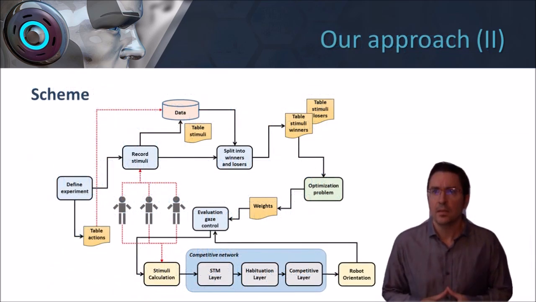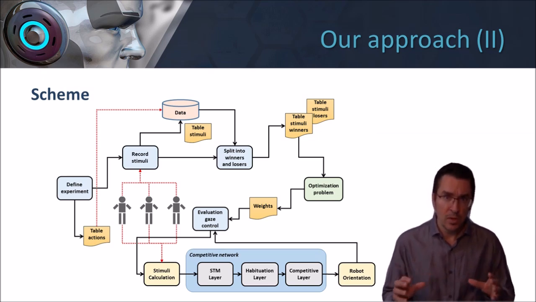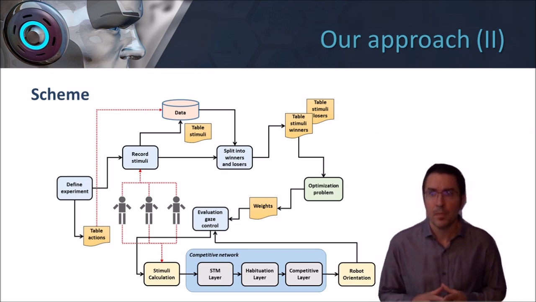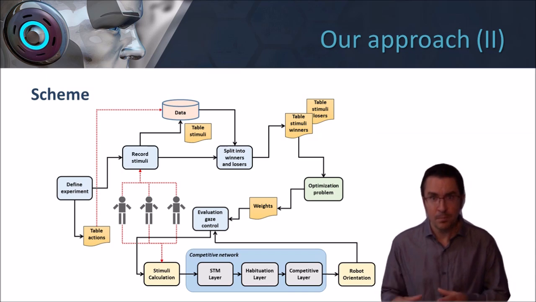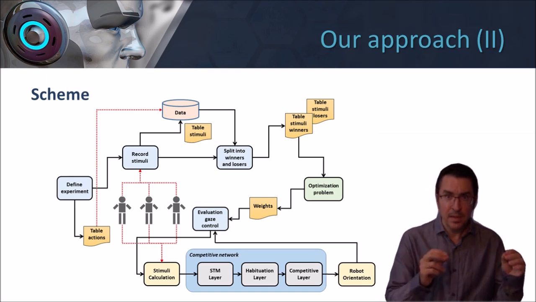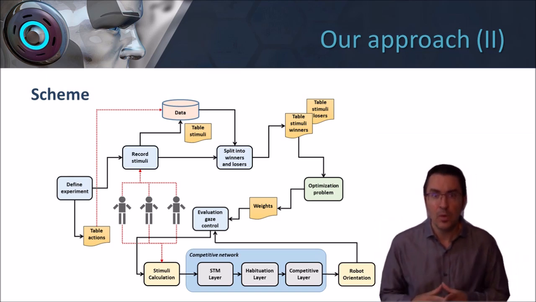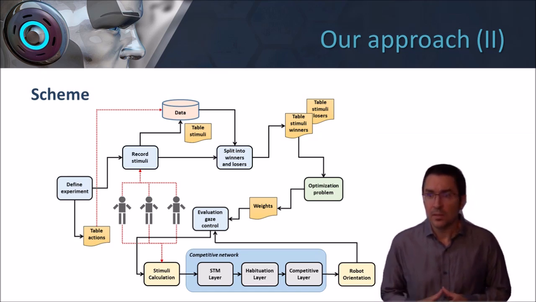We can see here the scheme of the system. Initially, we defined an experiment. We recorded different stimuli of different actions. They were manually labeled, and when we finished, we used the optimization problem to identify the necessary weights to balance the stimuli in order to get the expected result.